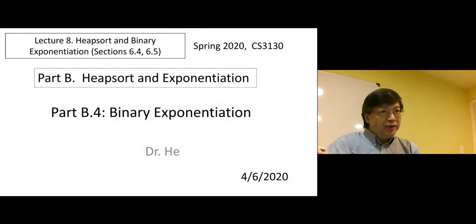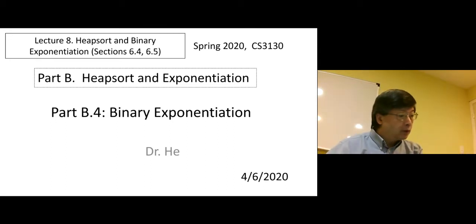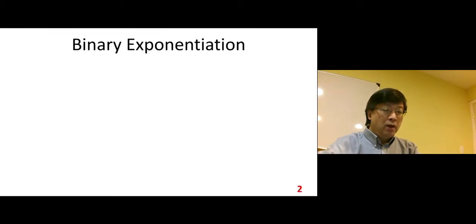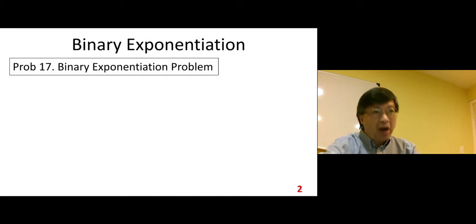So from the name, you can guess partially what problem we are going to solve. All right. So let's look at the problem first. Our problem number 17, binary exponentiation problem.